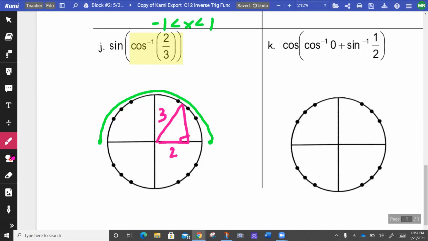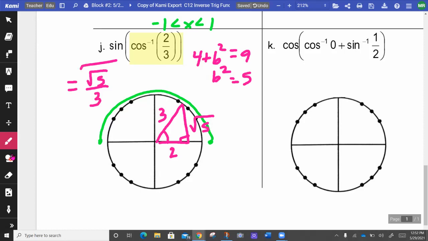So I'm going to have basically 4 plus b squared equals 9. So b squared equals 5. So this is going to be the square root of 5. So I want the sine for this. And so the sine is equal to opposite, which is root 5, over hypotenuse, which is 3. And so root 5 over 3 is our answer.